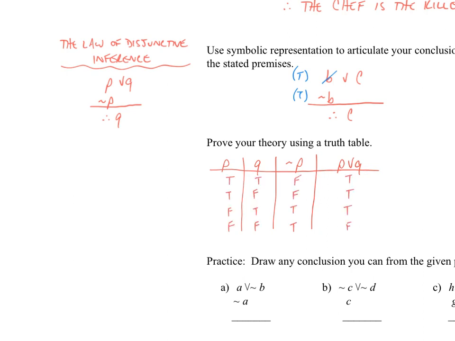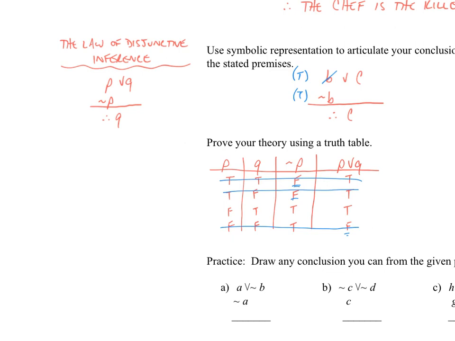So from what we know about disjunctions, they are true as long as one of the two elements is true. If they're both false, though, then the disjunction is false. So just to prove that the law of disjunctive inference works, we're obviously assuming that the disjunction is true. So we're not talking about that line there, because that's the only case where the disjunction is false. And then we're assuming that not P is a true statement. So that means we're not talking about either of these two lines, because not P is false in both of those cases. So we're really just paying attention to that third line.